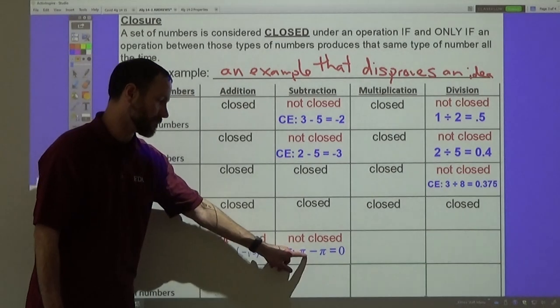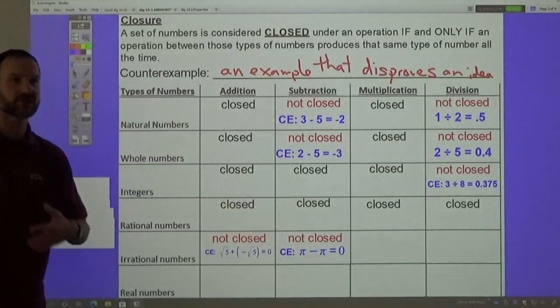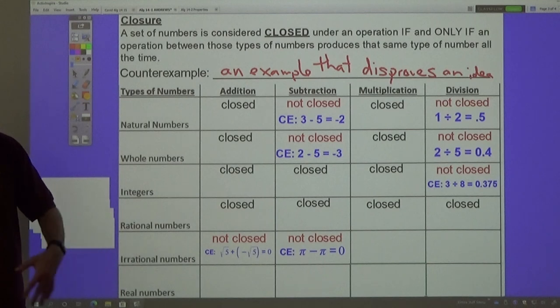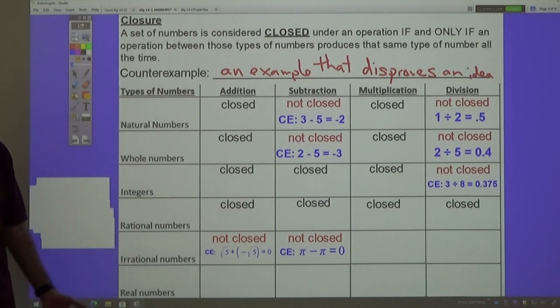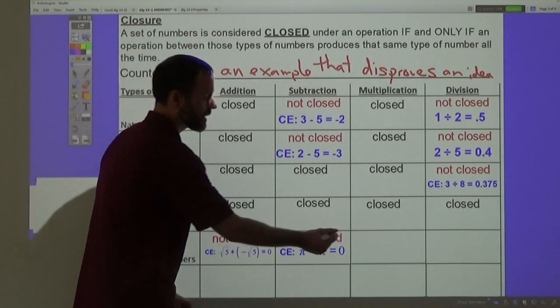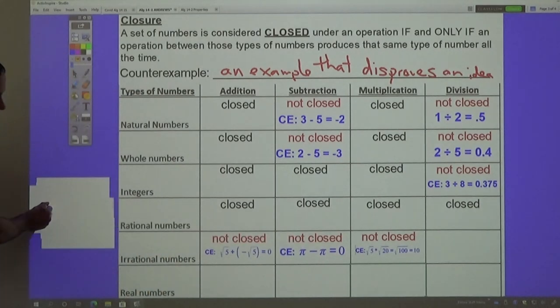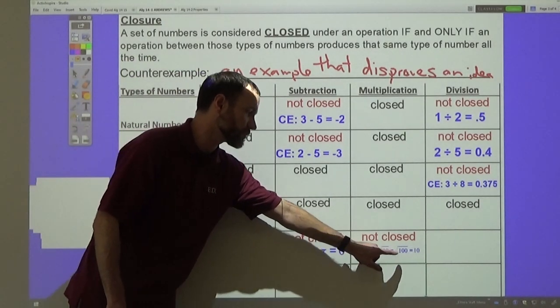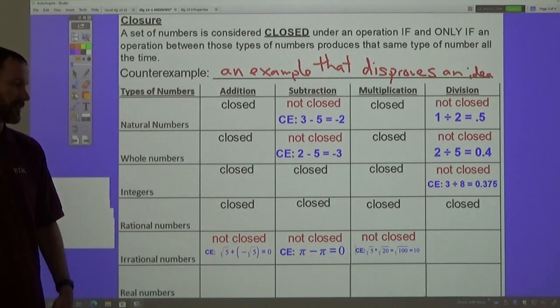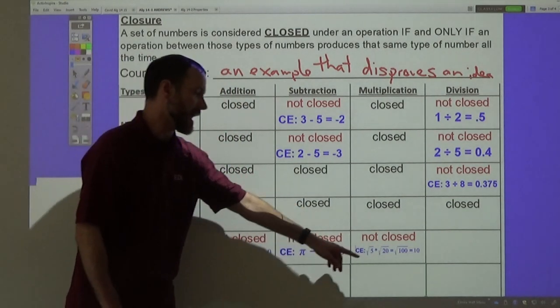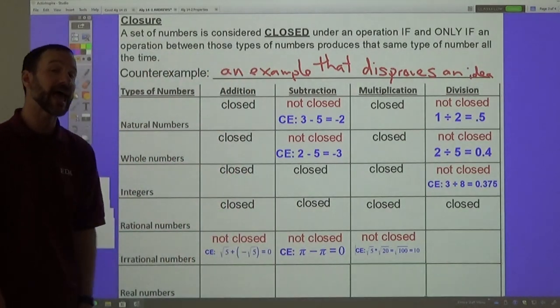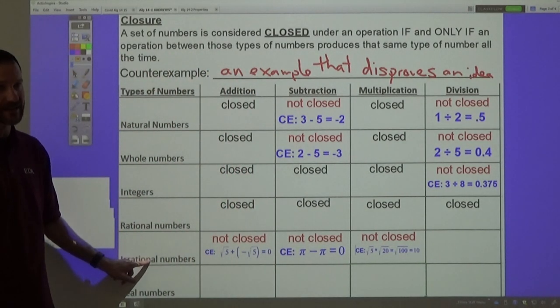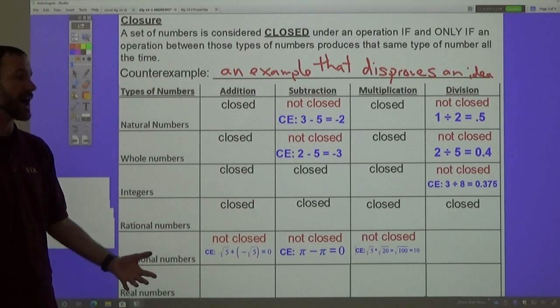If you do the number minus the same number that's irrational, for example, pi minus pi, is 0. 0 is not an irrational number. With multiplying, it is not closed either. If we do the square root of 5 times the square root of 20, you get the square root of 100. That's how square roots work. And the square root of 100 is actually 10. 10 is not an irrational number.